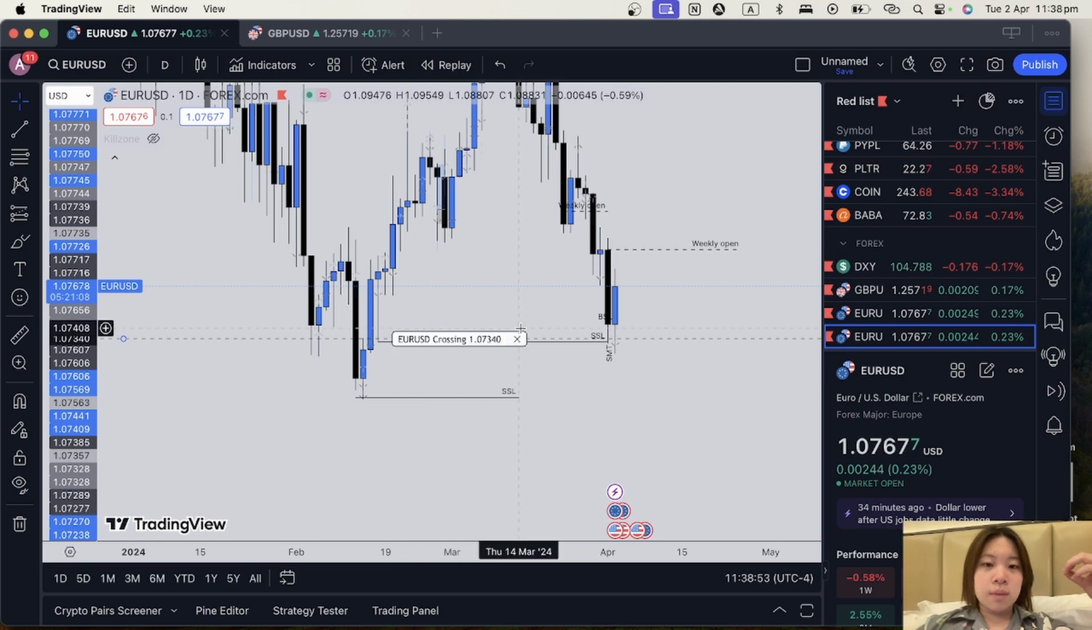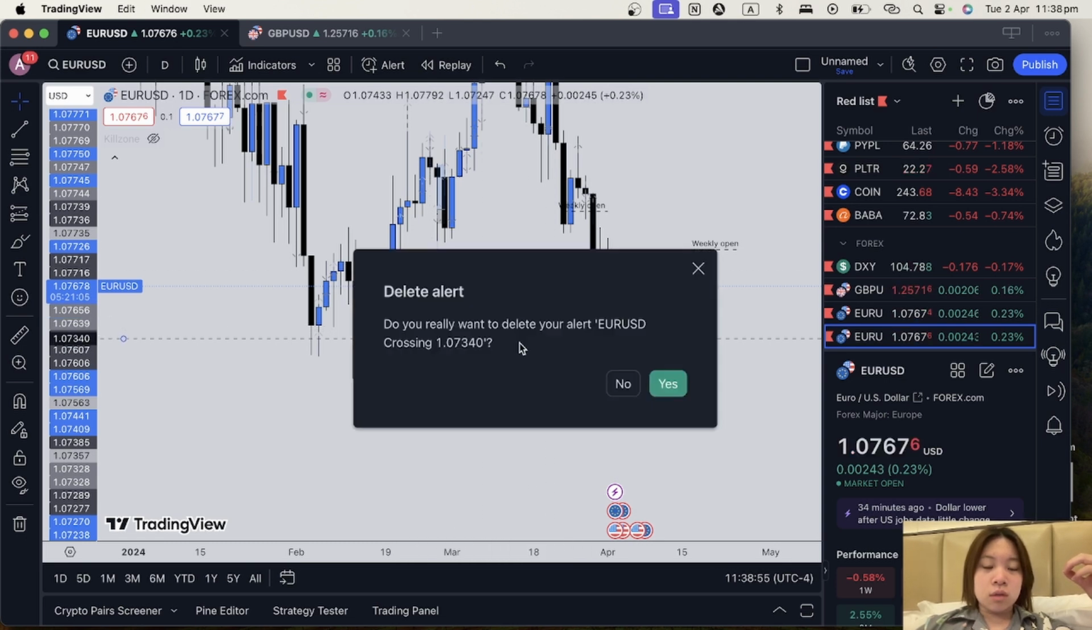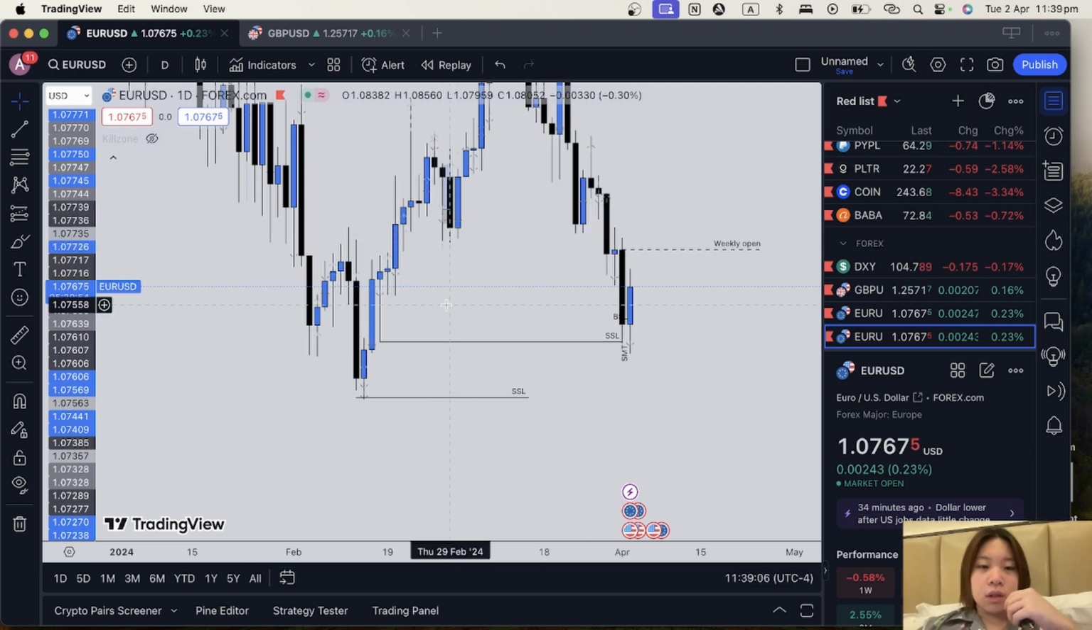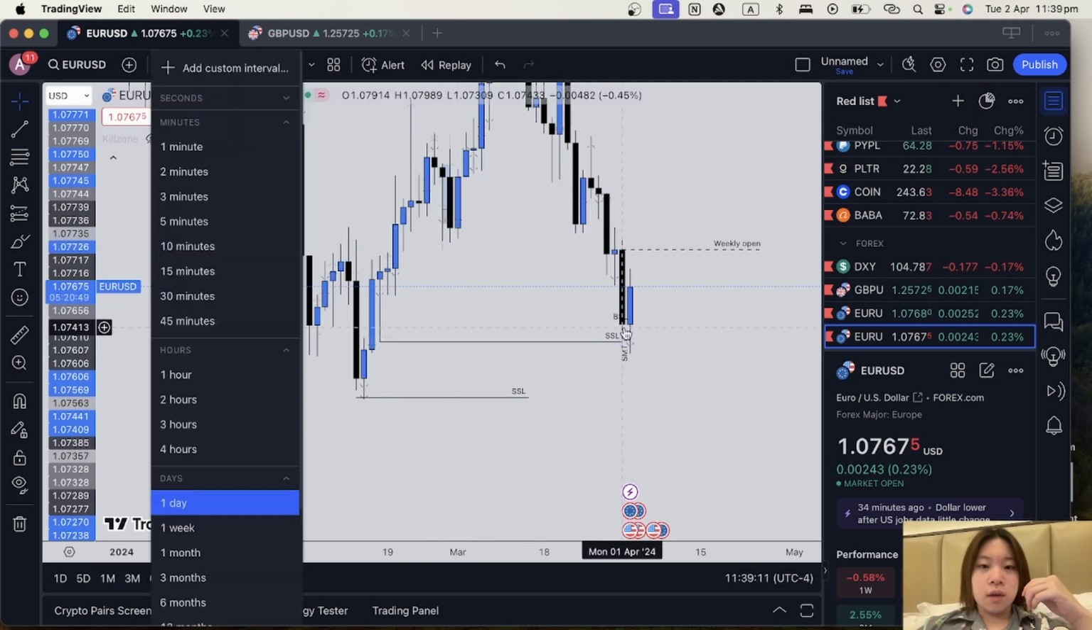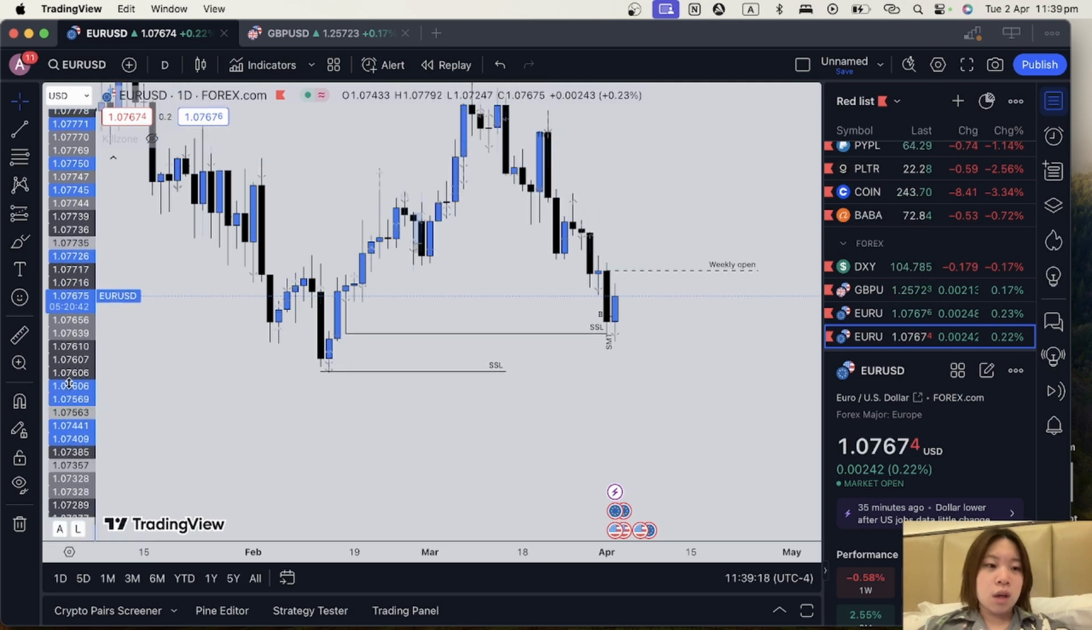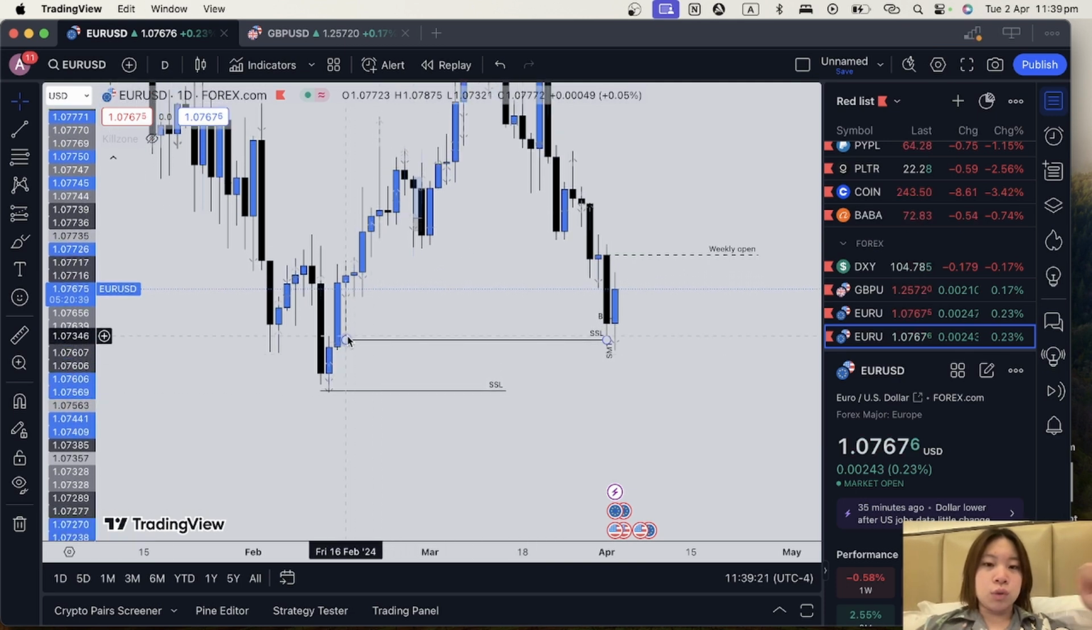Let me get rid of that, I don't know what that is. We swept this sell side last week, and then we swept this sell side Monday, and that's what gave me the bias that we're going to go up to retrace. Because one, we're very oversold, and two, we just swept higher time frame sell side.